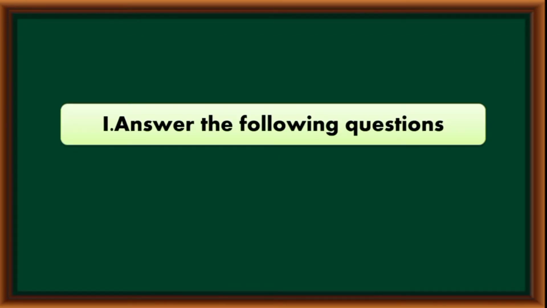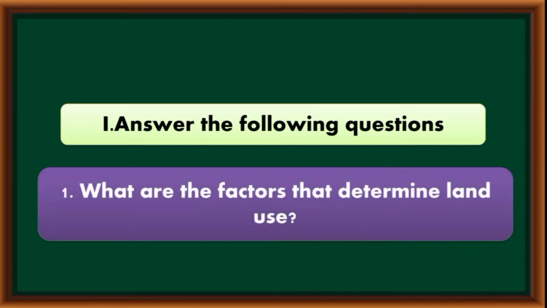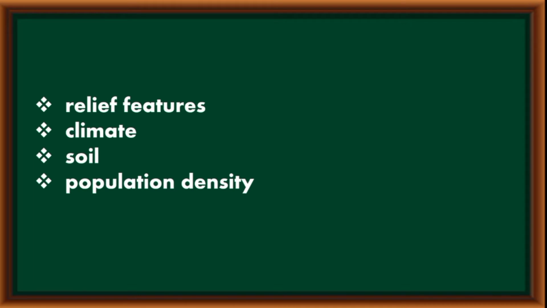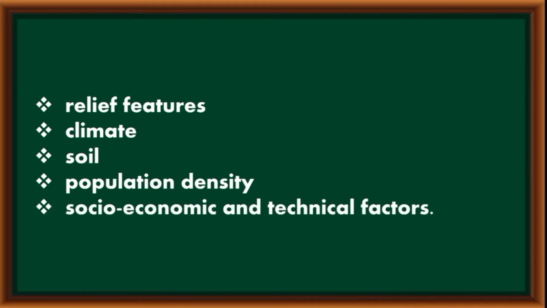Answer the following questions. First one, what are the factors that determine land use? The factors that determine land use are relief features, climate, soil, population density, socio-economic and technical factors. These are the factors that determine land use.